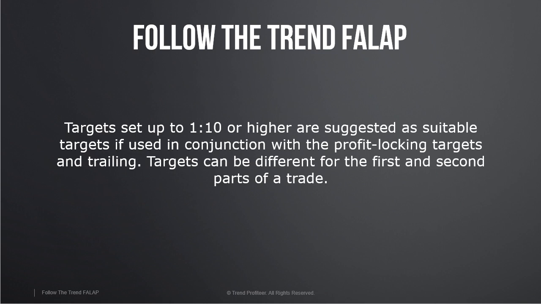Targets can be different for the first and second parts of a trade. So you could set 1-to-10 as your risk reward ratio for your first position and 1-to-25 or 1-to-30 on your second position. Again, it doesn't really matter. What matters is that you are still in the trade for as long as possible.